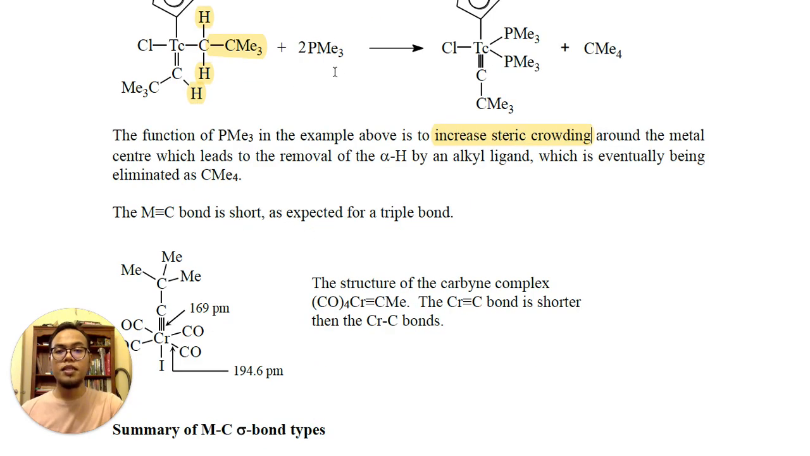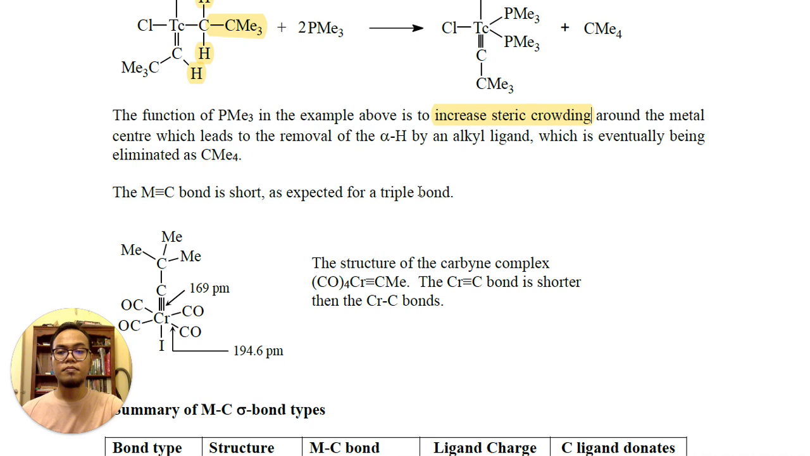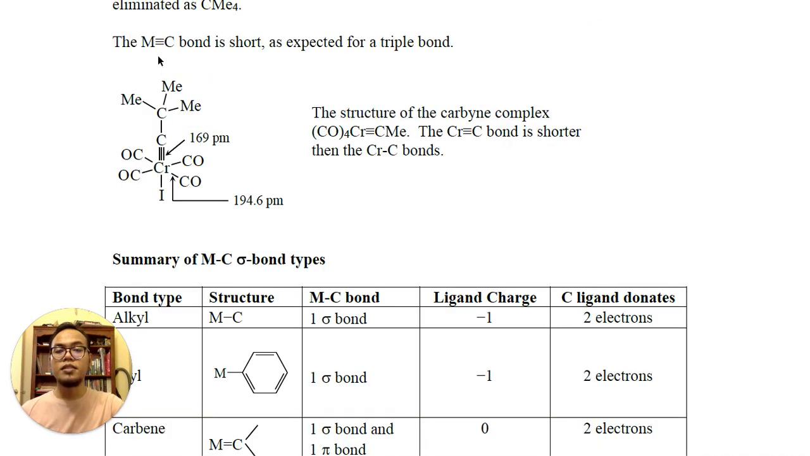So why do we use this Me3? Because we want to impose or increase the steric crowding. Remember, the steric crowding is used to stabilize your complex. Only then can we remove the alpha hydrogen. The metal triple bond is short as expected, as I said earlier. We compare the triple bond with the single bond. The triple bond is 169, the single bond is 194, much longer than your triple bond.